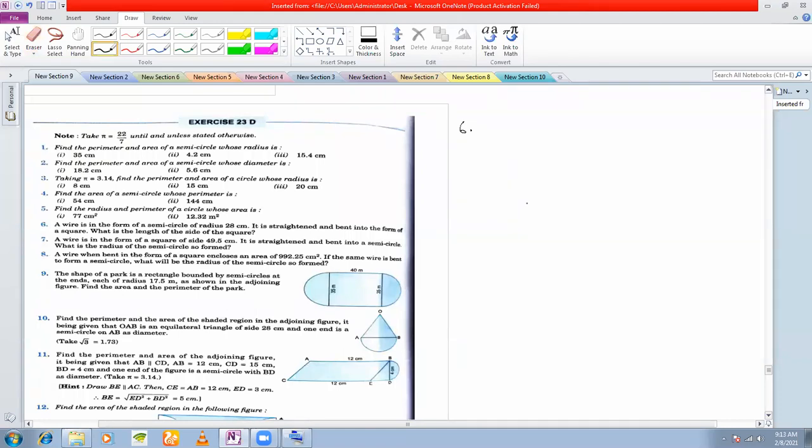And what happens is that if you have got a wire of certain length, you bend it in the form of a semicircle. That wire, those copper wires, and then what you do is you untangle the wire, and now you are bending it in the form of a square, the same wire. The question here is, what is the length of the side of the square? So let's see what it means.